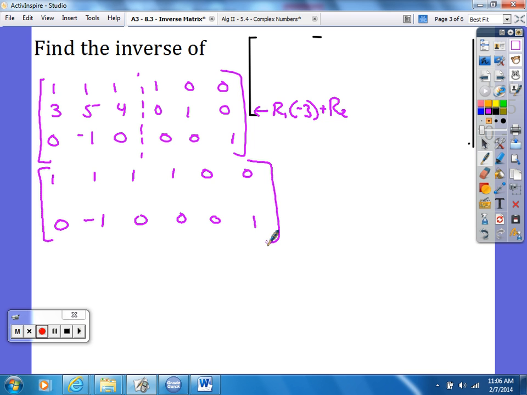If I would have switched these 2 rows, this would be a 0, negative 1. I could multiply this row by negative 1. 0, 1, 0. Yeah, I would have saved myself some time. But, okay. If I multiply this by negative 3, I get 0. Negative 3, that would be 2. Negative 3, that would be 1. Negative 3. You guys agree? Make sure.